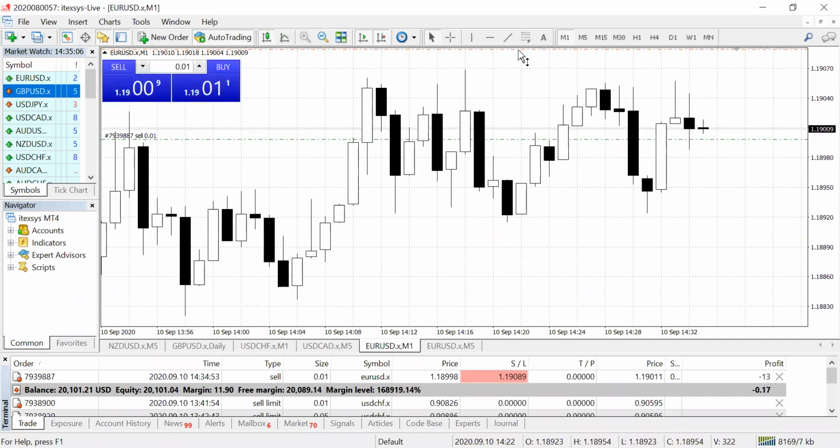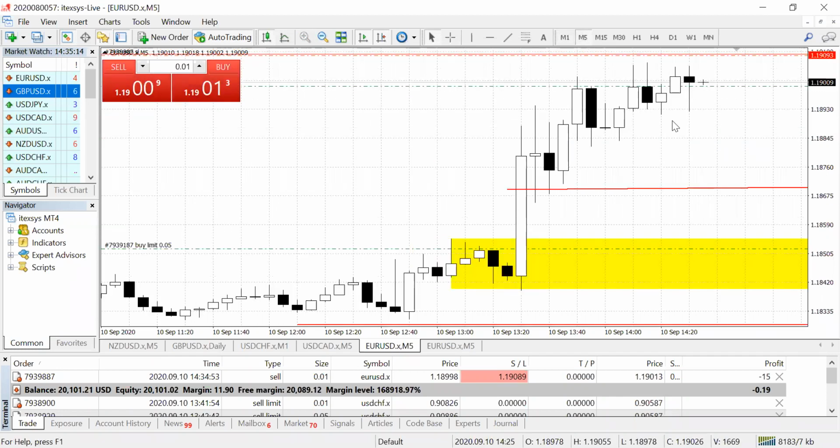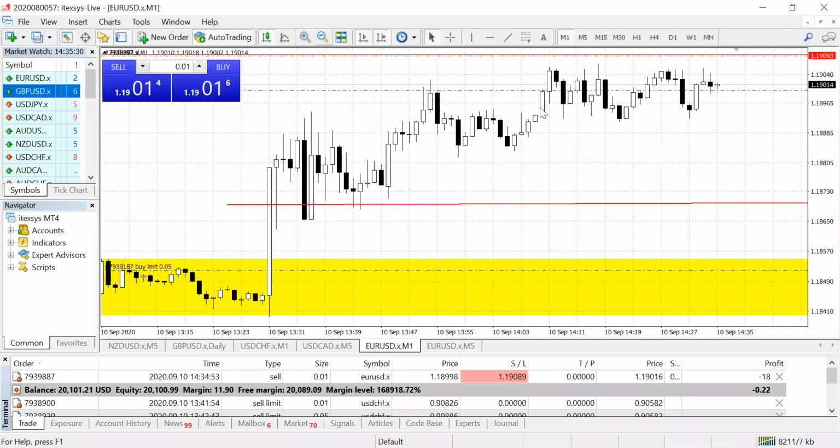So I am 1 pip off, which is fine. I just need to be aware I'm going against the trend and the overall bias, but I think we can have a nice little scalp to the downside, and if not, we'll just take the loss. Again, we're in this consolidation.